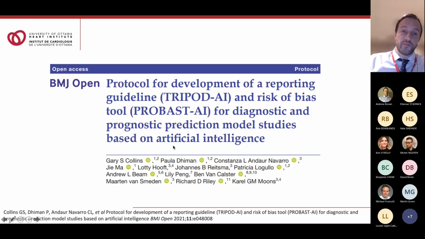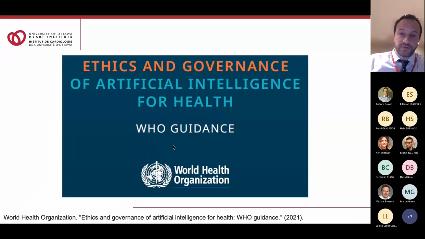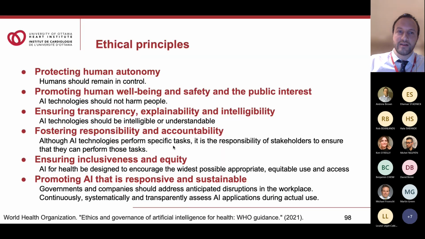So based on this, protocols have been developed for reporting of AI algorithms for diagnostic and prognostic prediction models. I believe in the future this will be something required for any AI-based research study to be published. The WHO also in the last year has released ethics and governance of artificial intelligence for health. So it's a WHO guidance document, and they highlighted 6 different ethical principles that are crucial when talking about AI research, but also AI deployment and use in the clinic.